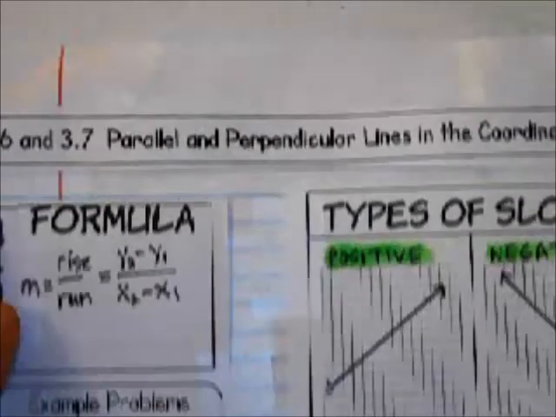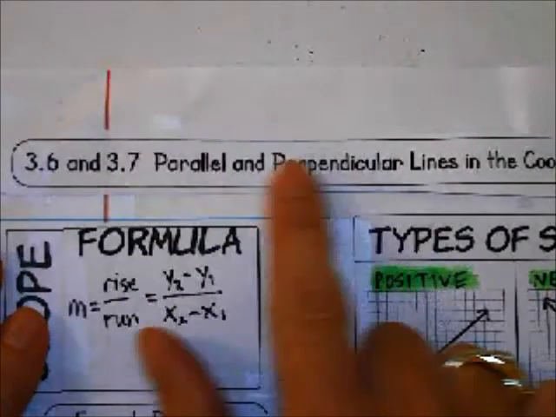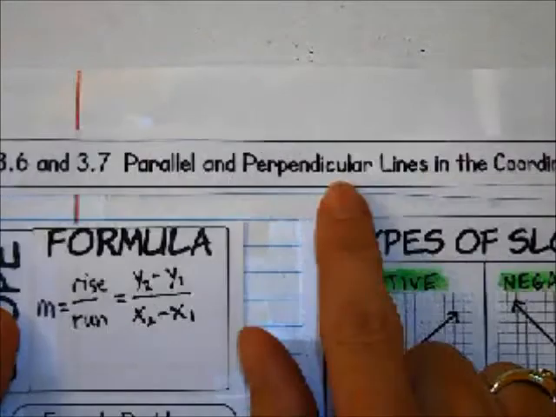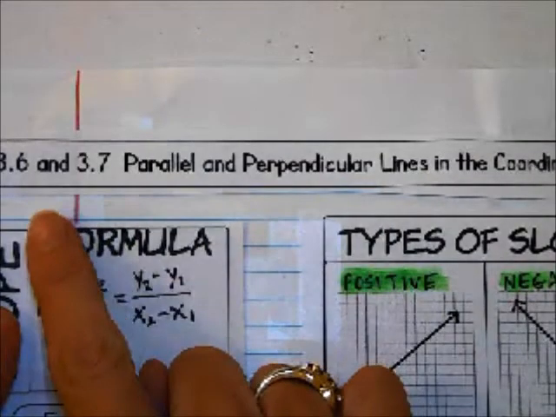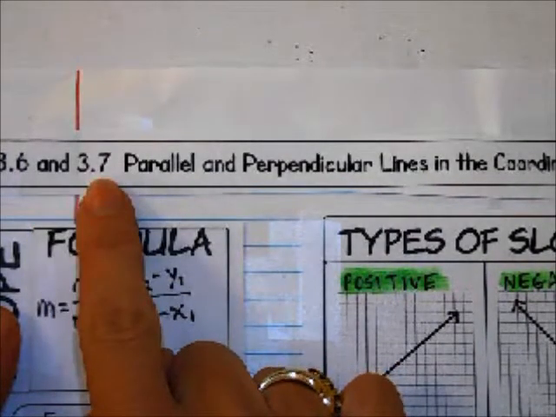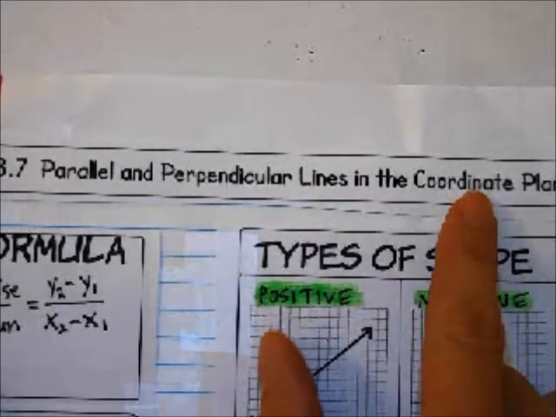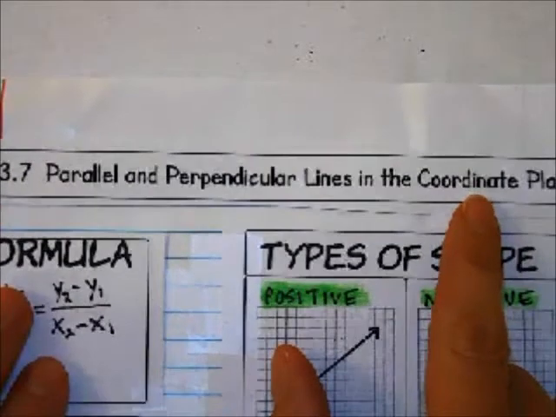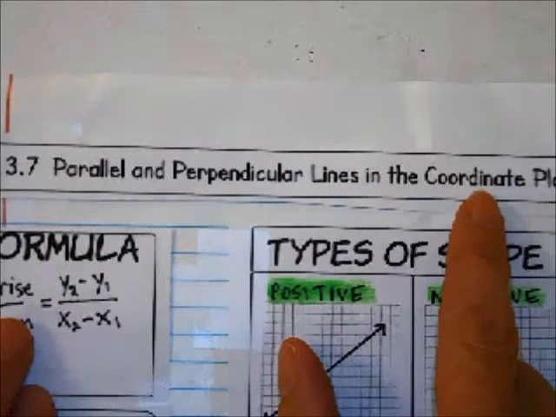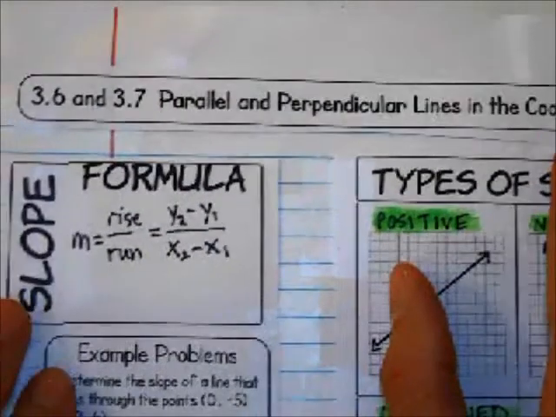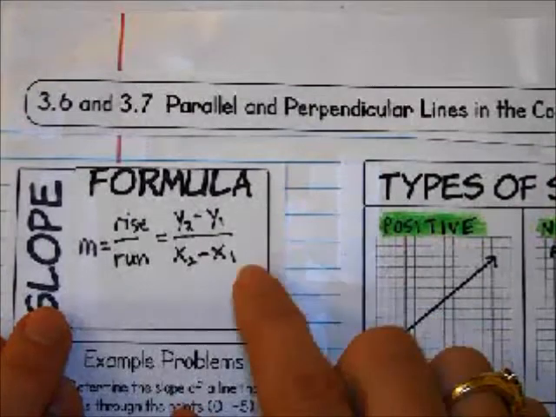The first thing I want you to do is cut the title out and put it at the top. We're doing two sections today, 3.6 and 3.7, parallel and perpendicular lines in the coordinate plane. All of this information should be review because it's basically algebra, stuff that you learned in algebra. So hopefully it will be.